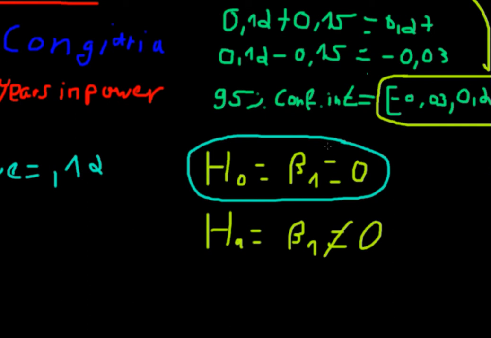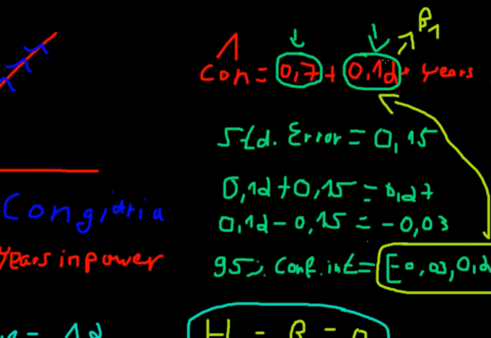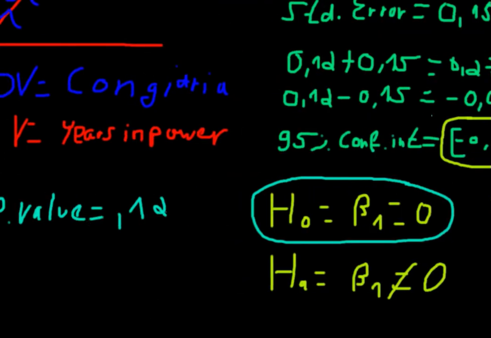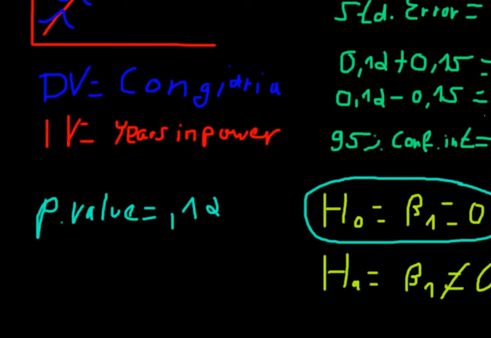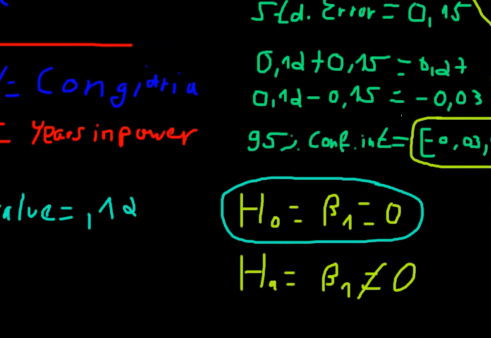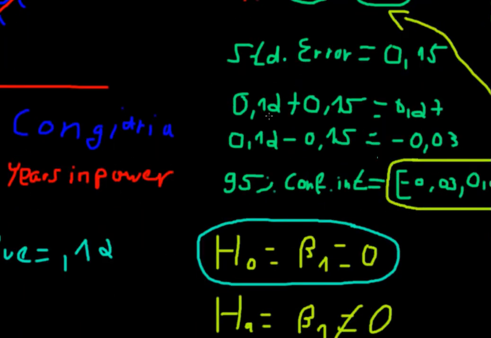Since the constant, the intercept, is not of real use to us, we can ignore whether it is statistically significant or not. What is of importance is whether this regressor right here is statistically significant from zero. It gives us a p-value of 0.12, and our significance threshold is 0.05. This is above 0.05, so we therefore fail to reject the null hypothesis, and we say that beta 1 is not statistically different from 0.